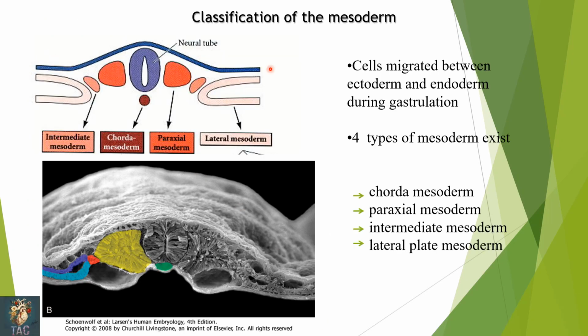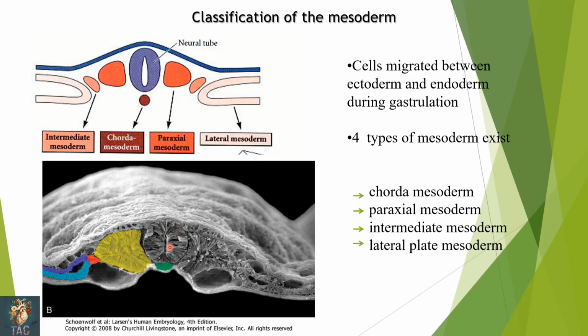First of all, we will do the classification of the mesoderm. As you know from your previous knowledge, the mesoderm is the tissue which migrates from the area of the epiblast and comes to lie between the ectoderm and endoderm. This mesoderm then differentiates into four different types of tissue: the chorda mesoderm, which will form the notochord, the paraxial mesoderm, the intermediate mesoderm and the lateral plate mesoderm. This lateral plate mesoderm again differentiates into two layers, the somatopleuric layer and the splanchnopleuric layer.